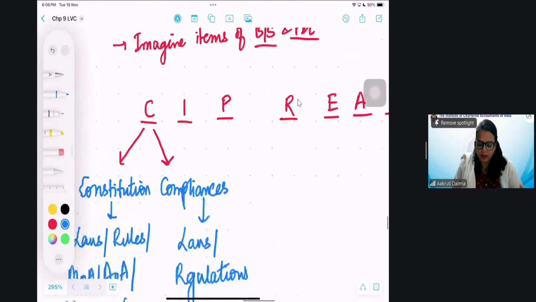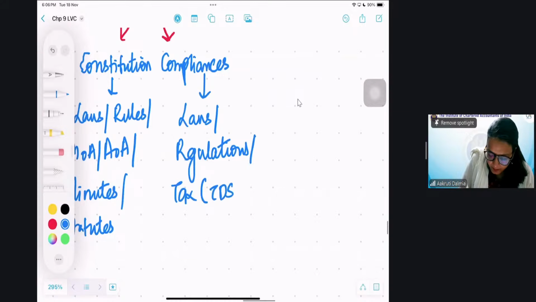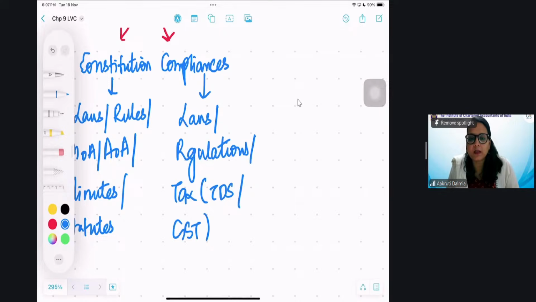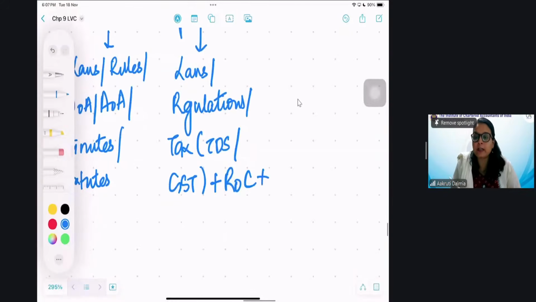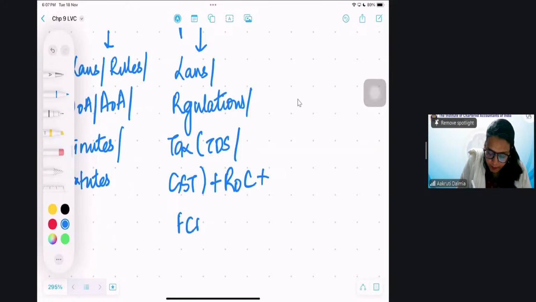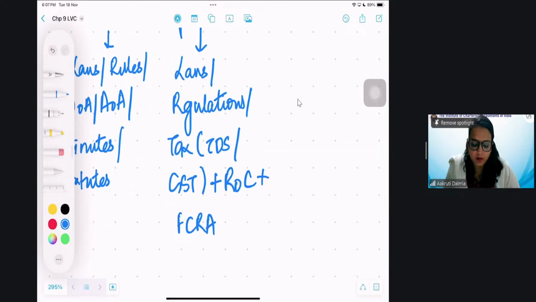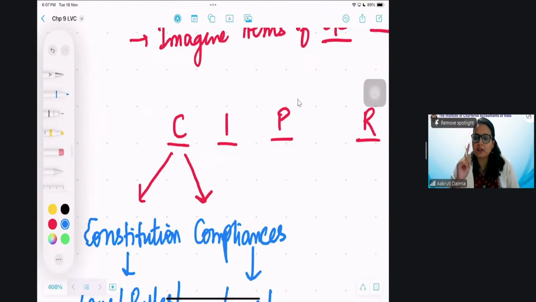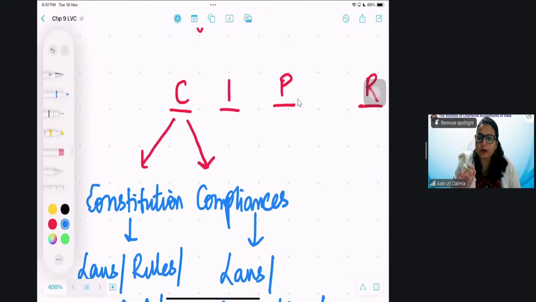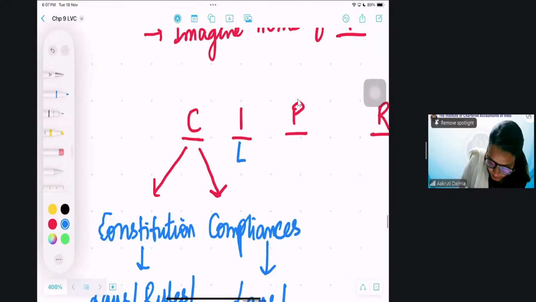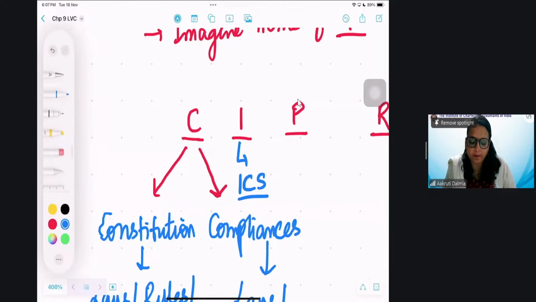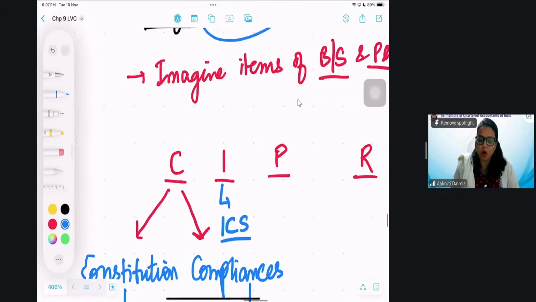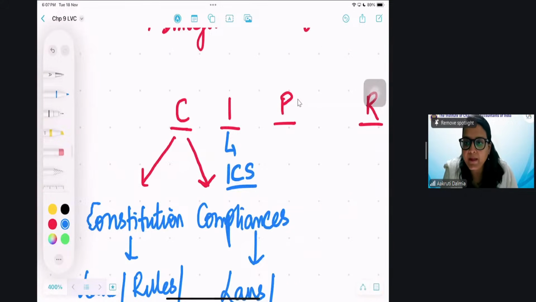For compliances, here we can focus on tax payments like TDS, GST, these kinds of things. Compliances can also be ROC compliances. If you are auditing an NGO which has foreign donation, it can also have compliances of FCRA. So remember the trick: in any question that requires you to audit any institution or any business, the first is C, that is, checking of constitution or compliances. Next, ICS. What is ICS? Can anyone tell me? In any audit program of any institution or any business, we need to check ICS. What does it mean? Any guess?